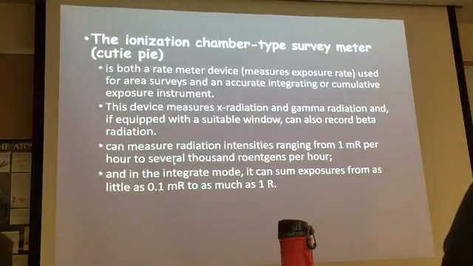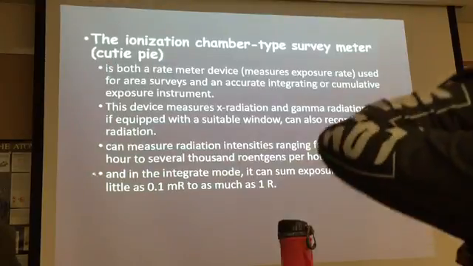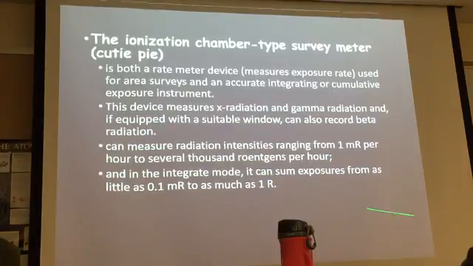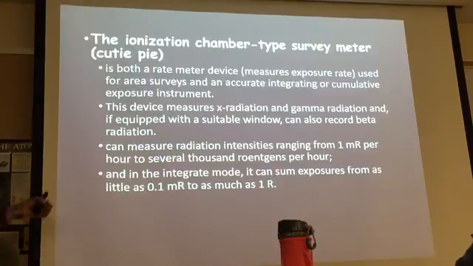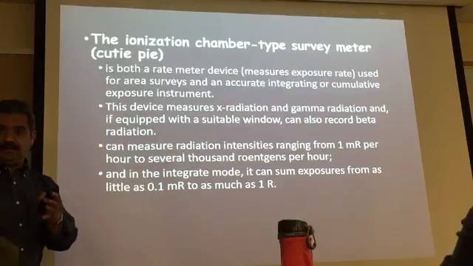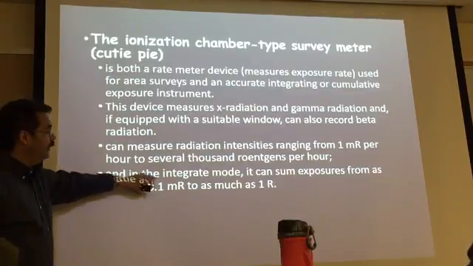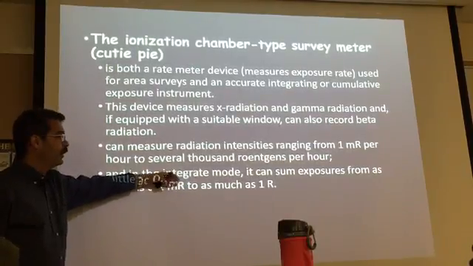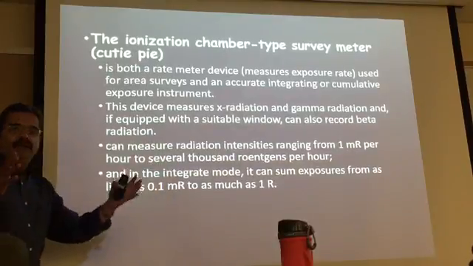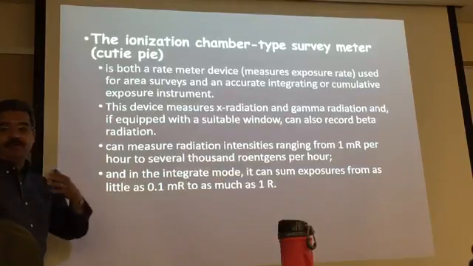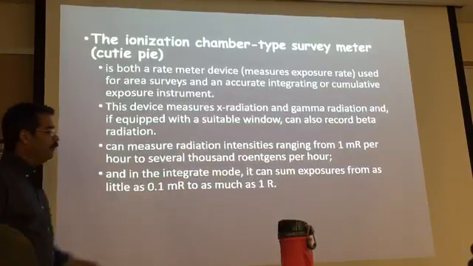Okay, it can measure radiation intensity ranging from 1 milliroentgen per hour to several thousand roentgens per hour. And in integrate mode, it can sum exposure from as little as 1 milliroentgen to as much as 1 roentgen. So what it's doing is accumulating what it's reading, and it gives you a total reading. That's what the integrating mode is. So this can give you, say, how much radiation we got in a minute, or how much radiation we got in an hour. So that's what the integrate mode is.